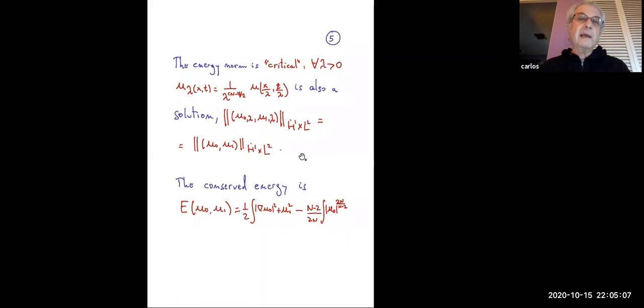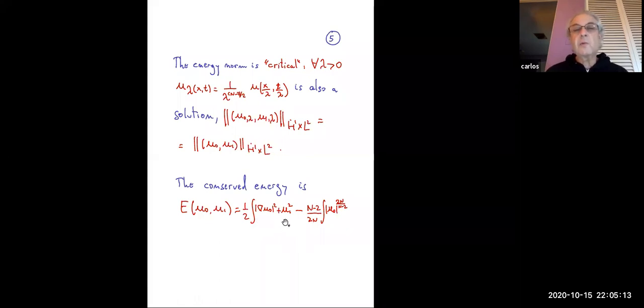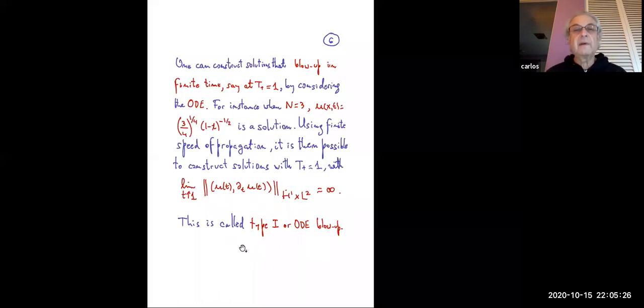Now this equation has a conserved energy, which I write here. It's 1/2 the integral of gradient of u0 squared plus u1 squared minus (n minus 2) over 2n, u0 to the power 2n over n minus 2. And notice that the energy can be both positive and negative. It is easy for this equation to construct solutions that blow up in finite time, let's say at time equals 1, by considering the associated ODE.